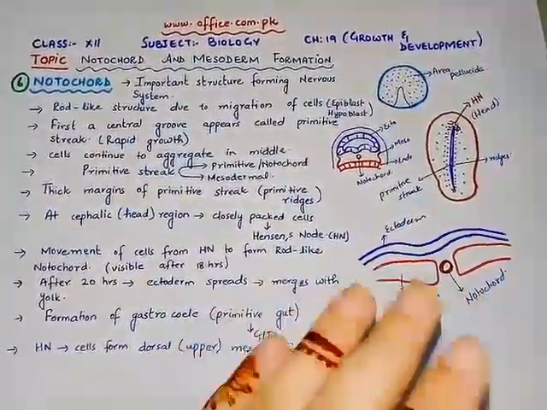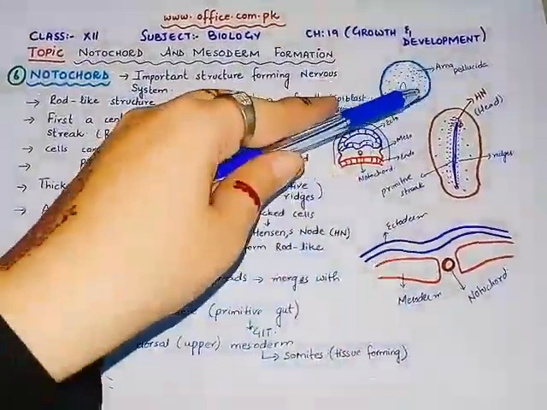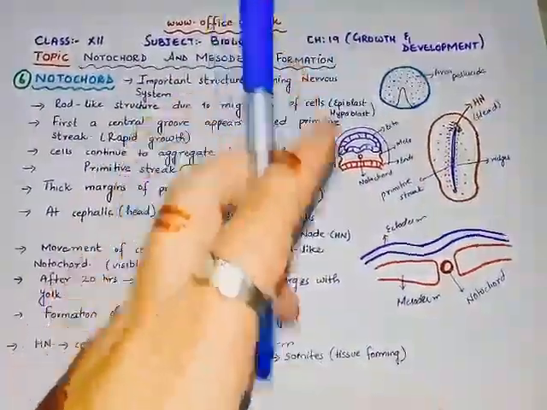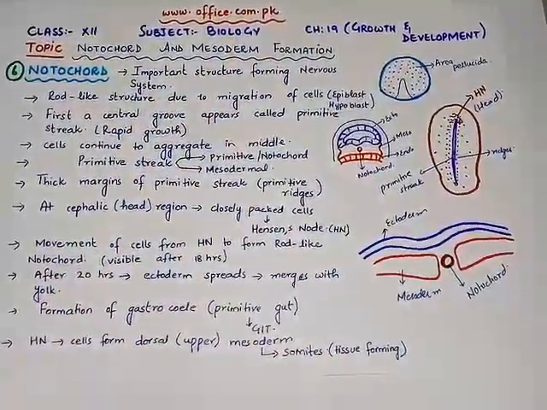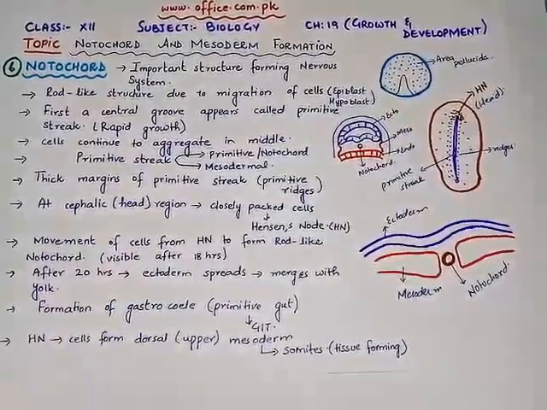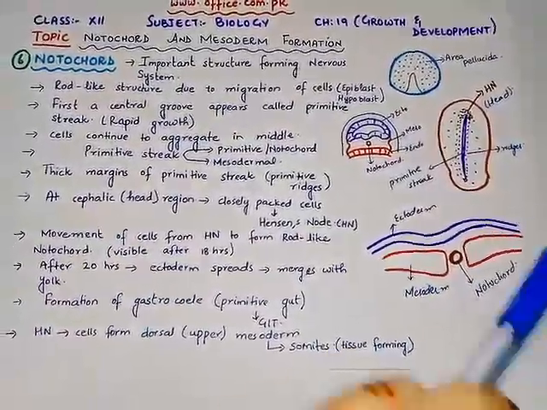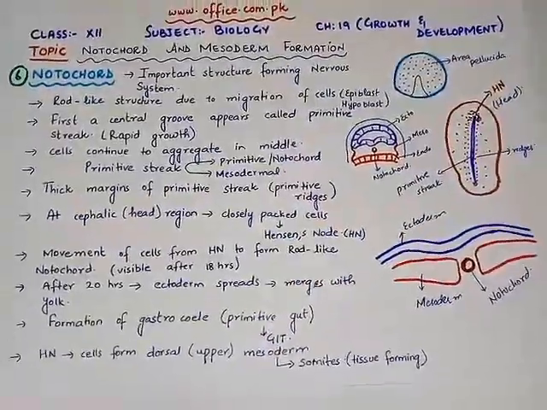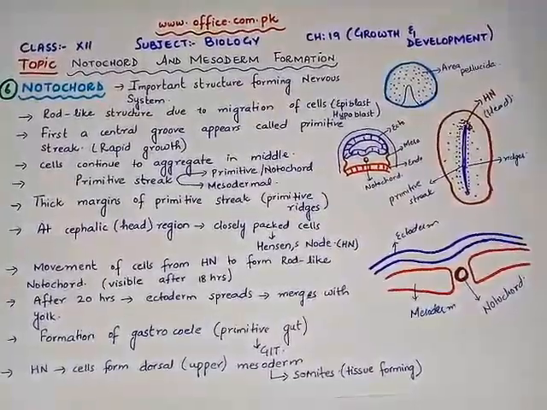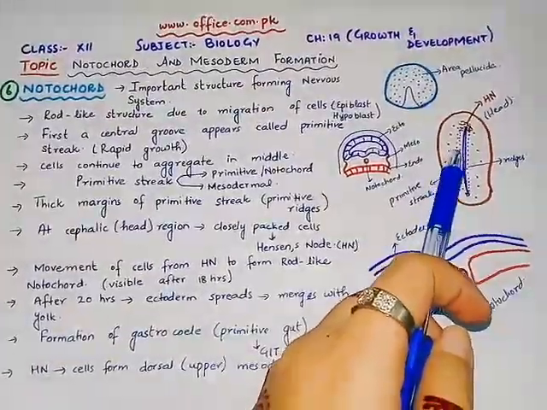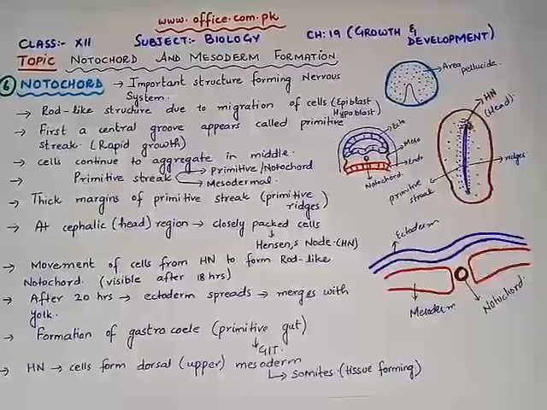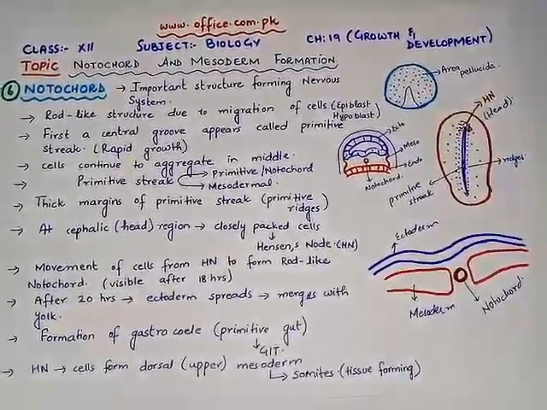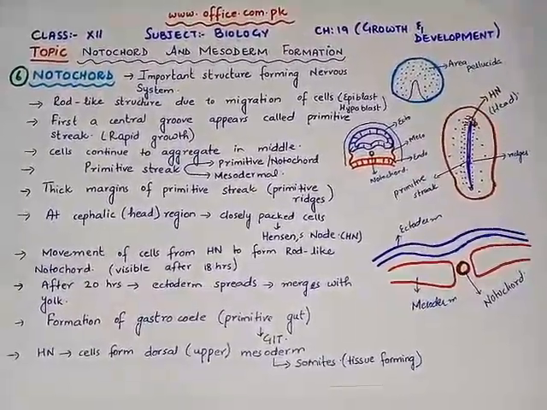The primitive streak rapidly increases in its length. It increases this way as well as this way. From both the ends, it increases in its length. The cells continue to move and continue to aggregate in the middle, due to which the sides of the primitive streak become thicker, and hence they form the edges of the primitive streak. The edges of the primitive streak are known as primitive ridges. Ridges means edges. They are actually the thick margins of the primitive streak.